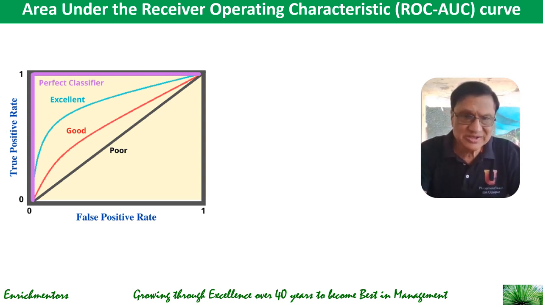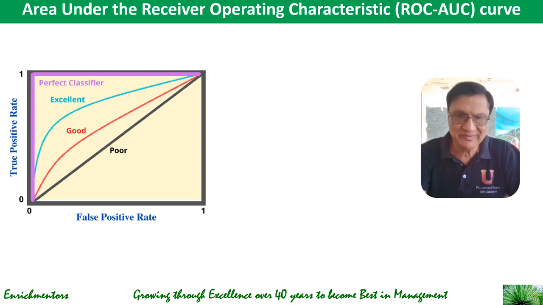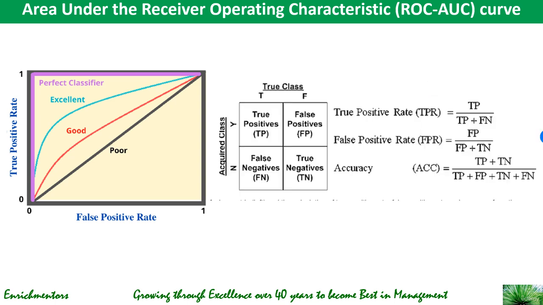So for the area under the receiver operating curve, a perfect classifier will have an AUC equal to 1. A poor classifier will have an AUC of 0.5. A good classifier will have an AUC greater than 0.5, and it is excellent once it reaches the 1 level.